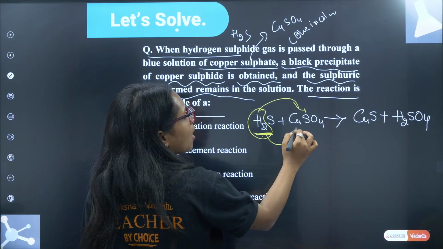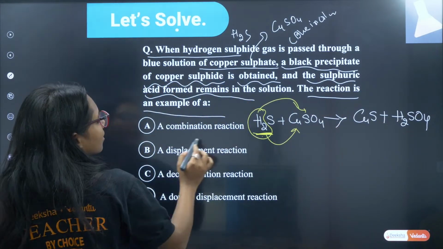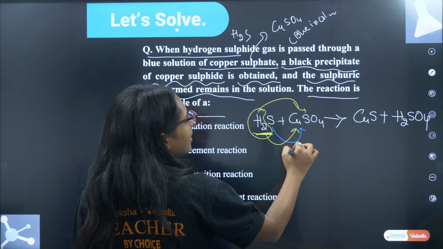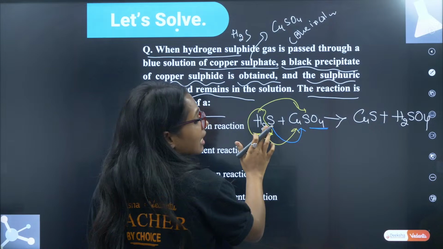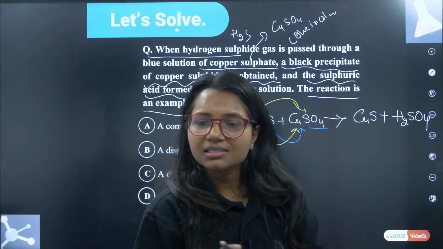H2 is replacing copper forming H2SO4. Correct, guys? And sulfate is combining with copper. Sulfur is replacing the sulfate. Are you guys getting my point? Yes?